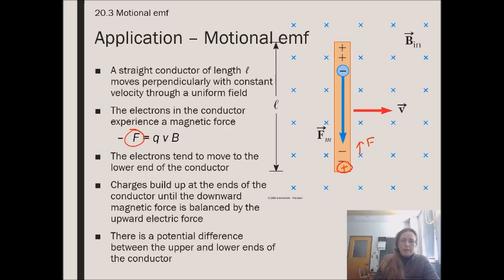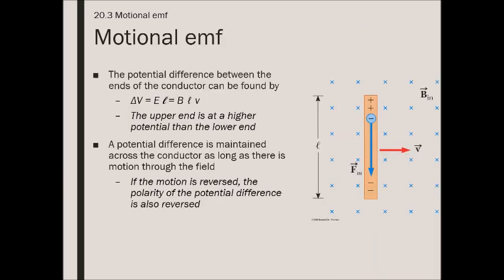So this end will tend to become positively charged because positive ions move up, and this end of the bar will become negatively charged because the negative species will move down. So there'll be a potential difference across this bar. The value for the potential difference is found using this formula.